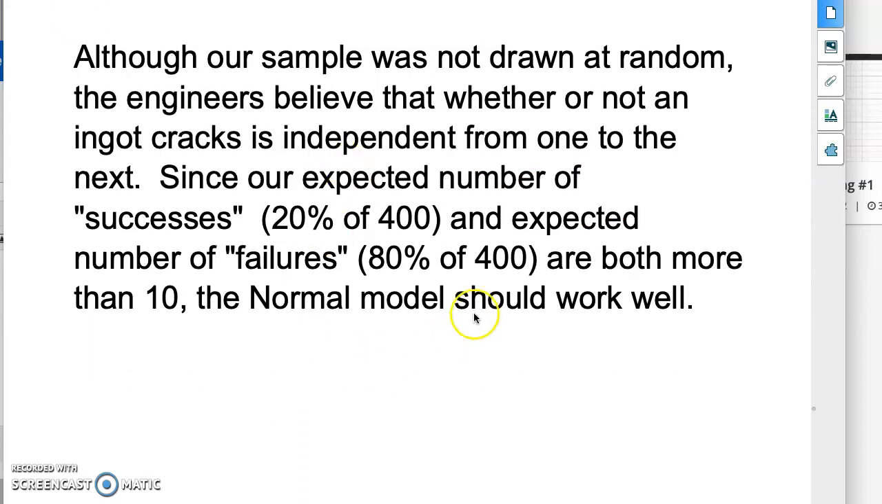Okay, so in this case, although our sample was not drawn at random, the engineers believe that we do have an independent process. So we can go ahead and use our normal model for this. Also, because our expected number of successes, which is 20% of 400, and failures, 80% of 400, are both more than 10. Notice here we're using the 20%, the 0.2, which is the hypothesized value. We always want to use that value when we calculate our np and n(1 minus p).